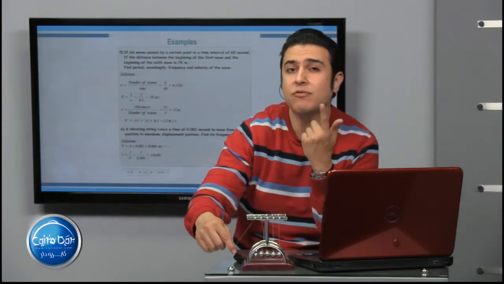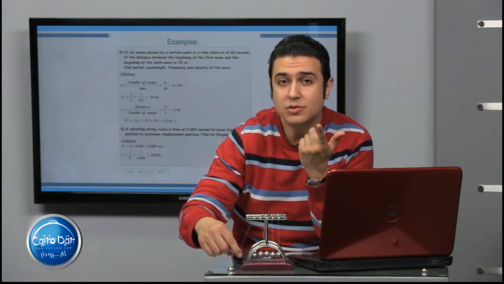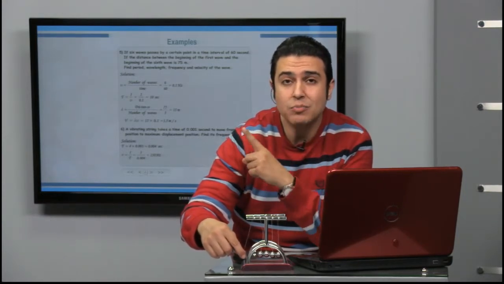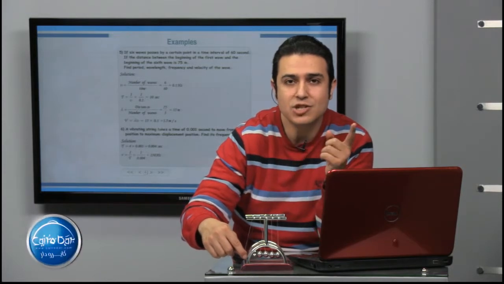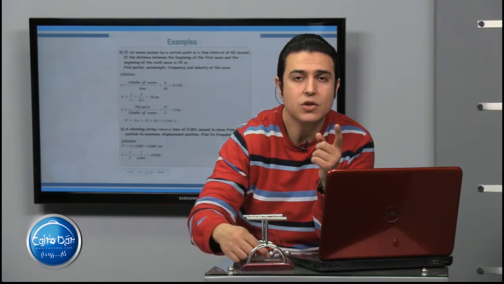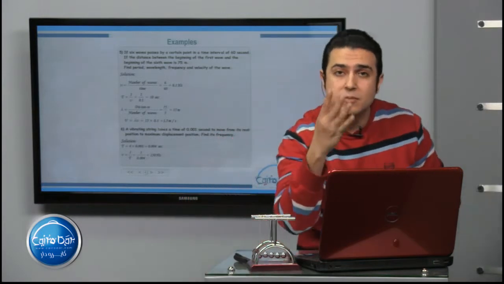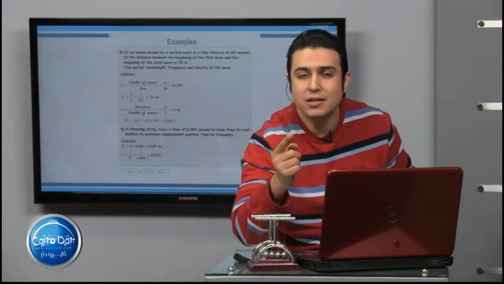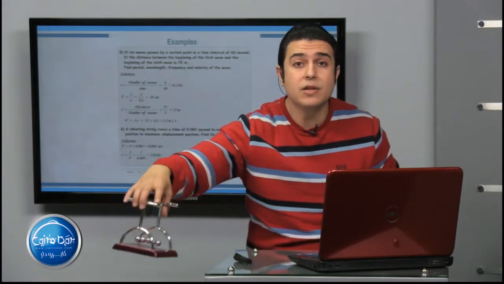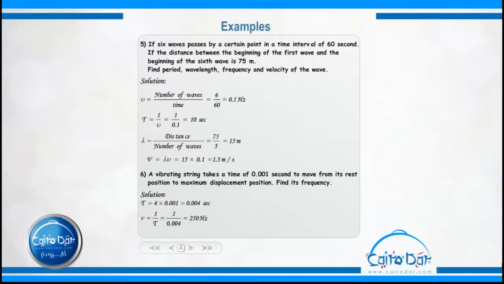But this is the time for one amplitude. I want the time for the complete wave, the complete oscillation. So it makes one amplitude, another amplitude, the third amplitude, the fourth amplitude. So we have 4 amplitudes to calculate the periodic time. The periodic time equals 4 times 0.001 second, which equals 0.004 second.